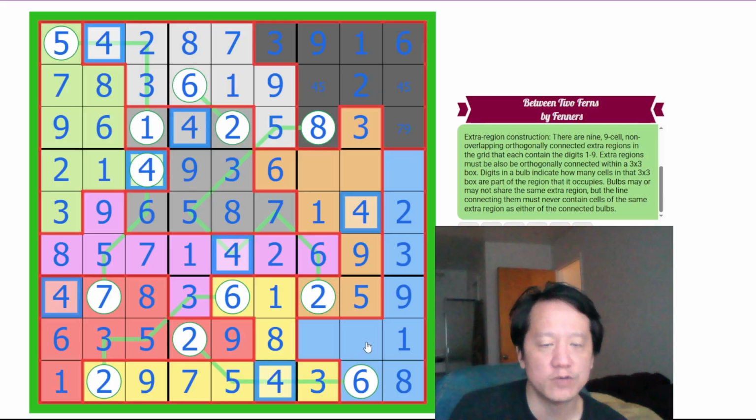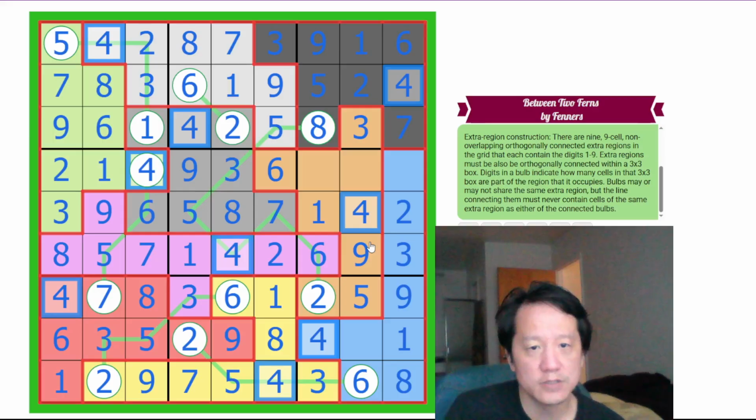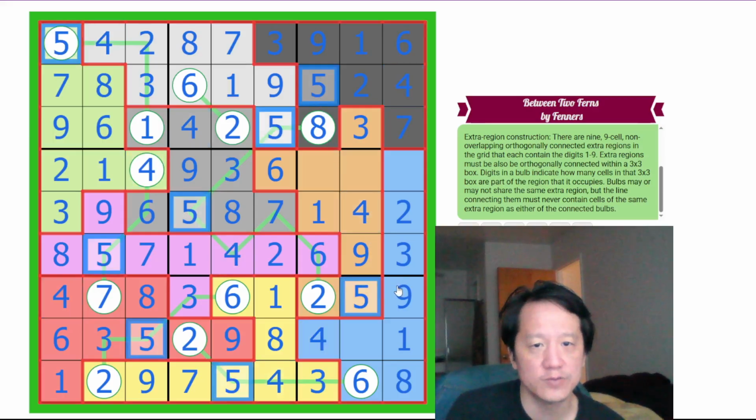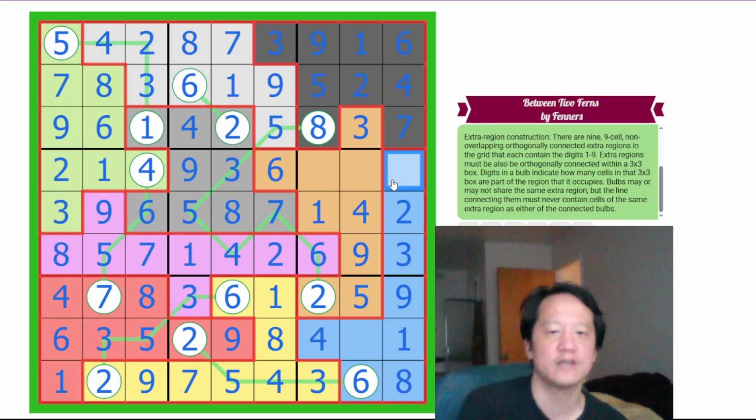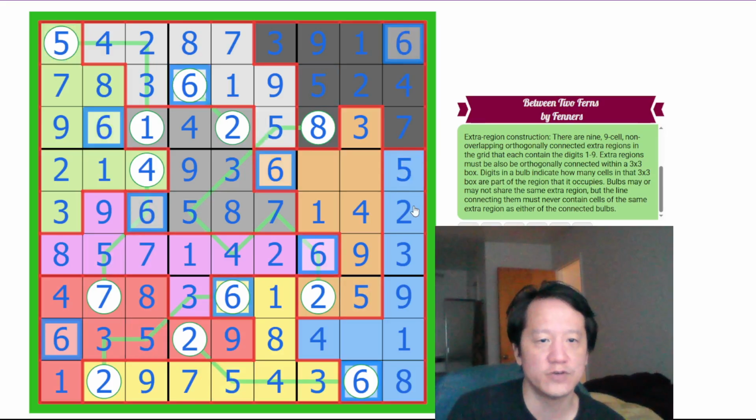Where is 4 in row 8? Cannot be here because of 4 in the column. So 4 has to be here, which forces this to be 5, which forces this to be 4. 9 eliminates 9 here, so that's 7. So we should have all the 4s. 5s, we have 8 5s. We know where the last 5 has to be. It has to be there. 6s, we should have all 9 6s.